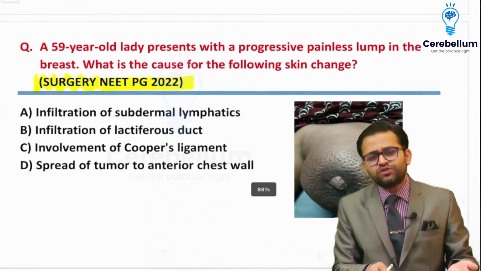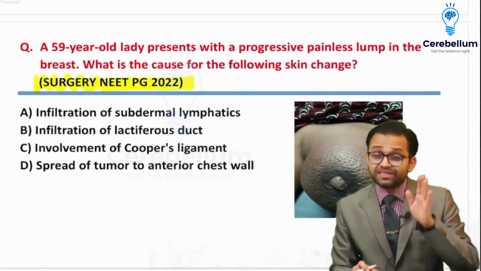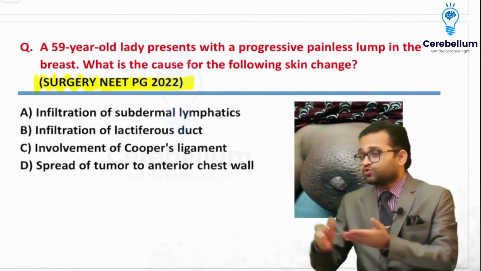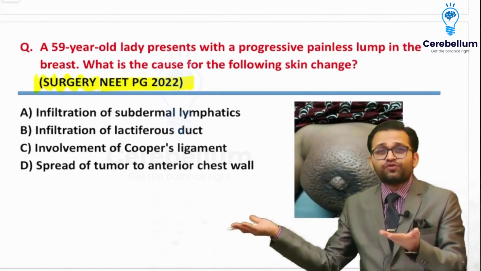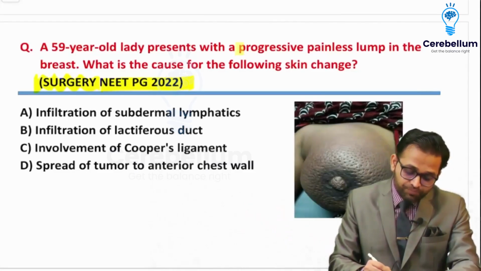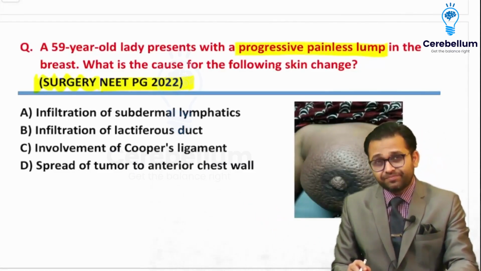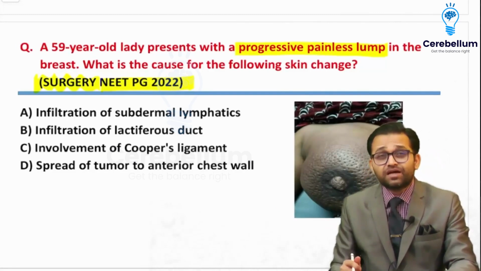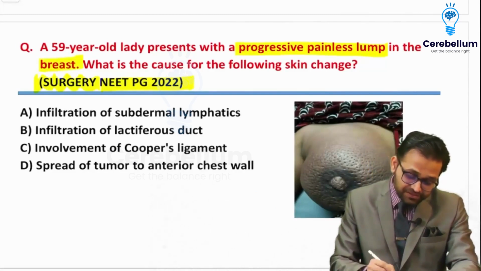Same, I want to tell you, no question directly from the breast in FMG, INICET or NEET PG. So the clinical question we have to put here just for your information. You have to read it in surgery. A 59-year-old lady presented with a progressive painless lump. Painless lump. Okay. So you have to think about breast carcinoma. Okay. In the breast, what is the cause for the following skin changes?